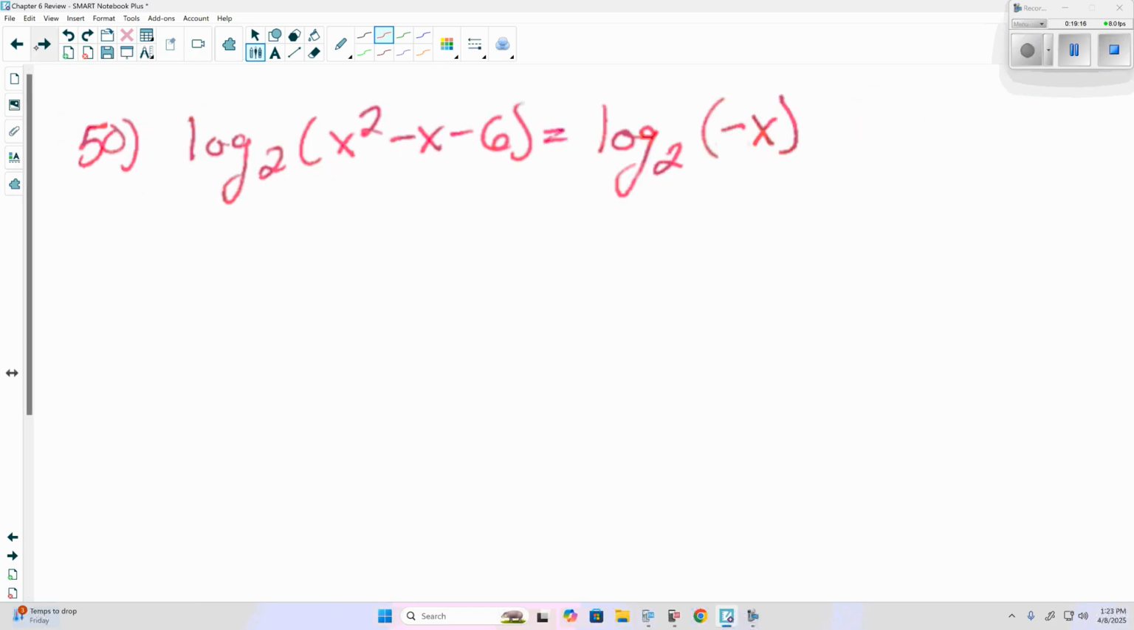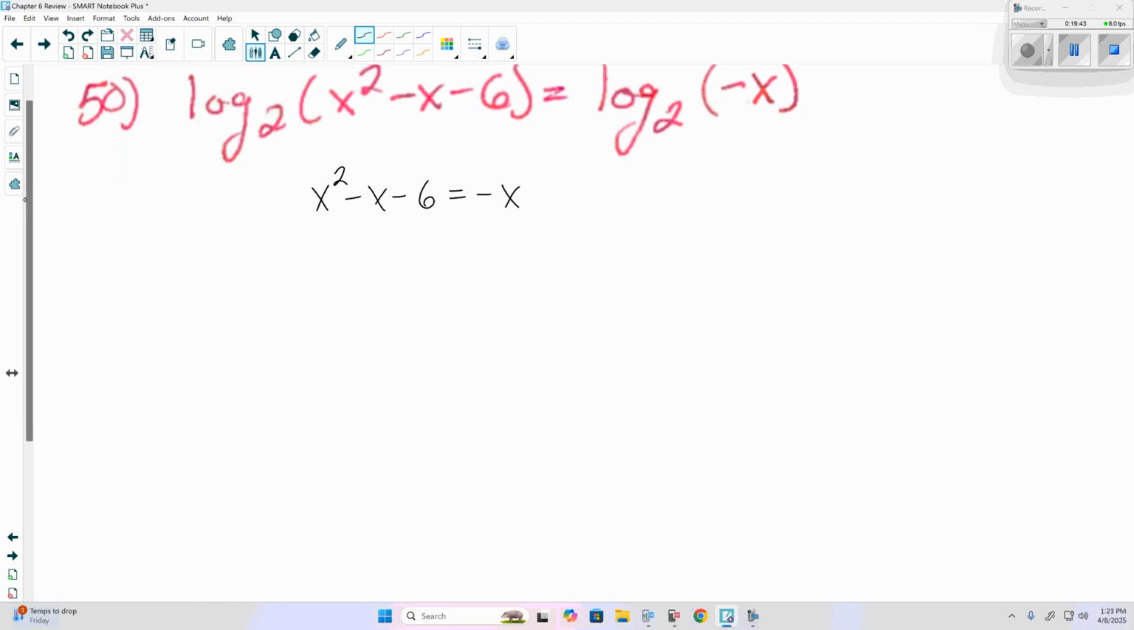Let's see here, we'll look at one more of those. Let's look at this one here. Ooh, I need to fix that. That is blurry. Now, log base 2 equals log base 2. They are the same log. So what's inside, our x squared minus x minus 6, is going to equal negative x, because the only way two logs can be equal is if what's inside is the same.